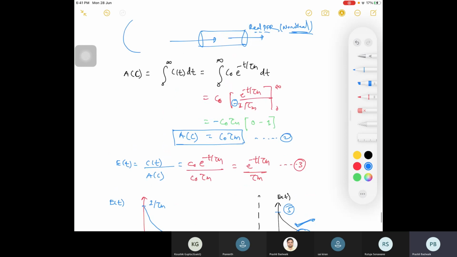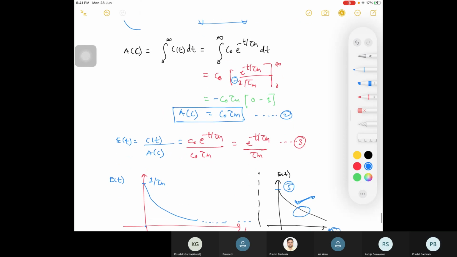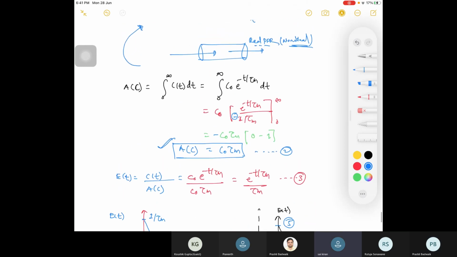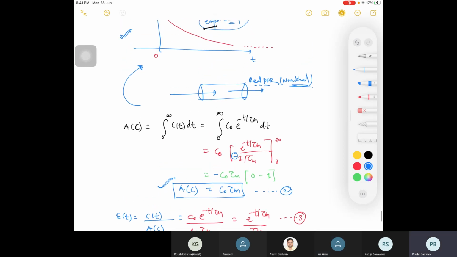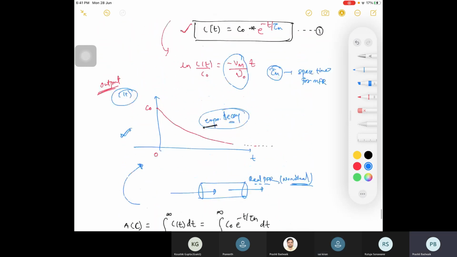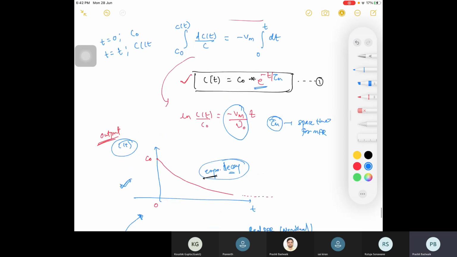I think you need to check here. See, what is your area under the curve? Is it your C naught into tau m? Yeah. Okay, sir. Sorry, sir. It's my mistake. And here you can also find what is your C curve, right? C curve, you got this equation using that.